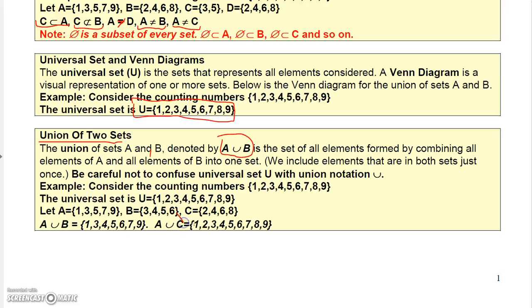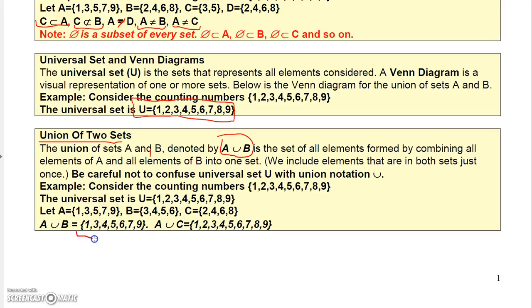Okay, so let's go back to our universal set 1 through 9. So that's going to be our universal set. Now I've identified these three sets. A is 1, 3, 5, 7, 9, B is 3, 4, 5, 6, and C is 2, 4, 6, 8. Well, A union B would be everything that's in A plus everything that's in B. So I would include 1, 3, 4, 5, 6, 7, and 9.